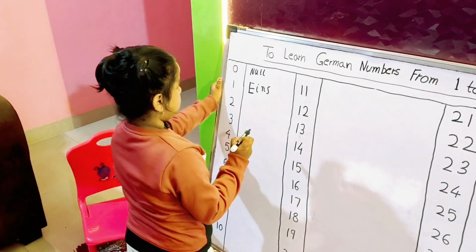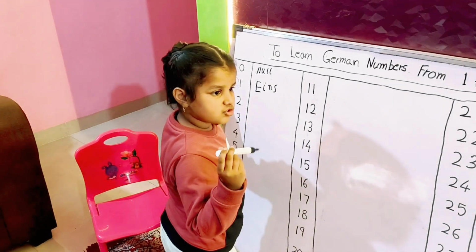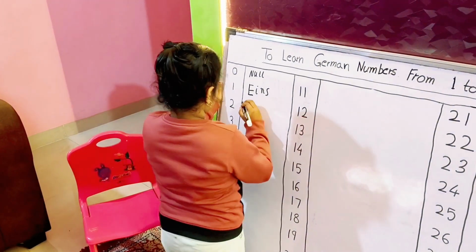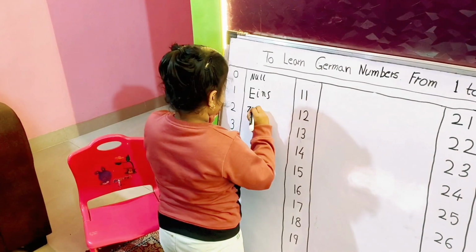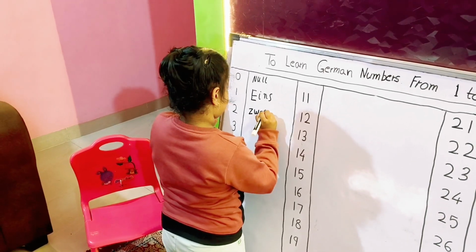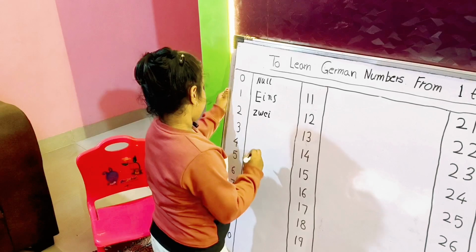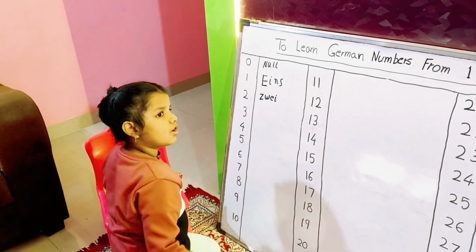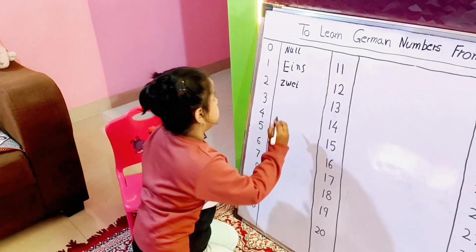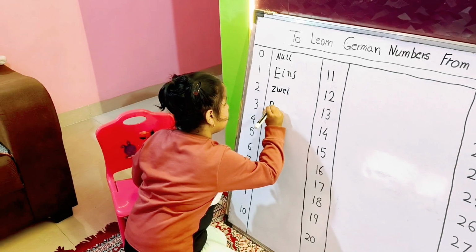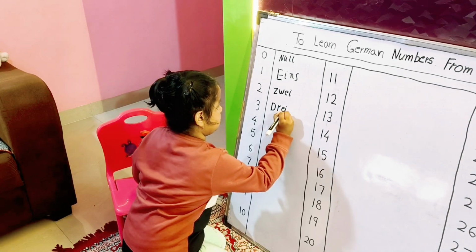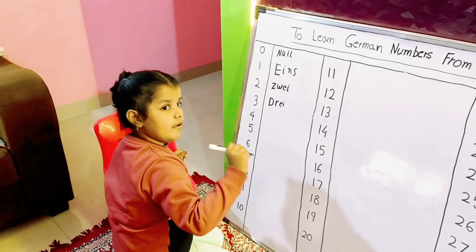So this is two. In German this is zwei, Z-W-E-I. Look, zwei. Then drei. In German you will say drei, D-R-E-I.